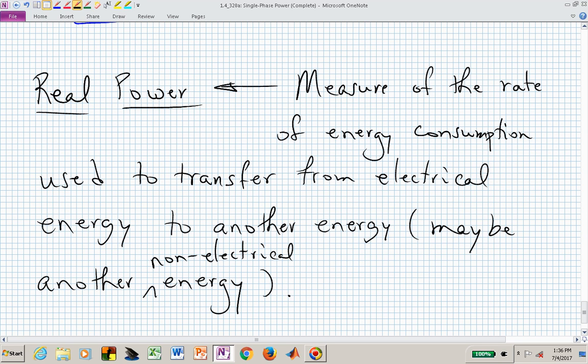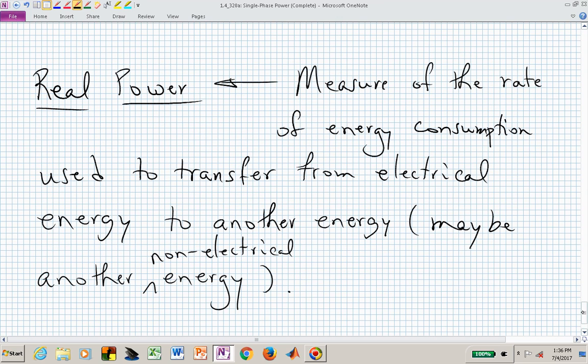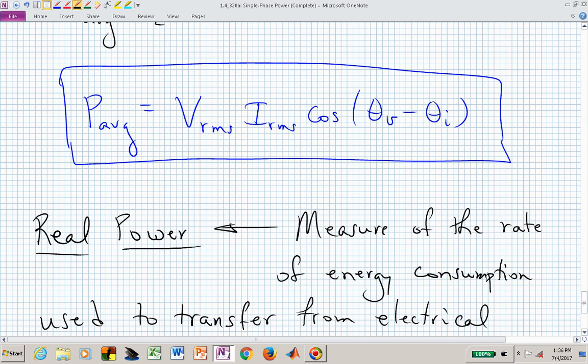So the real power, this P average, is just a measure of the rate of energy consumption. And that's really what's doing the work in our system, and we need to keep track of that. And that means that that's a very important relationship to keep in mind or to take away from this particular video. And that's V RMS I RMS cosine of the angle difference in phase between the voltage phasor and the current phasor.